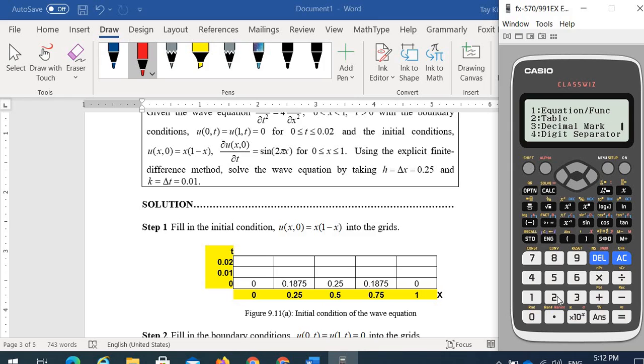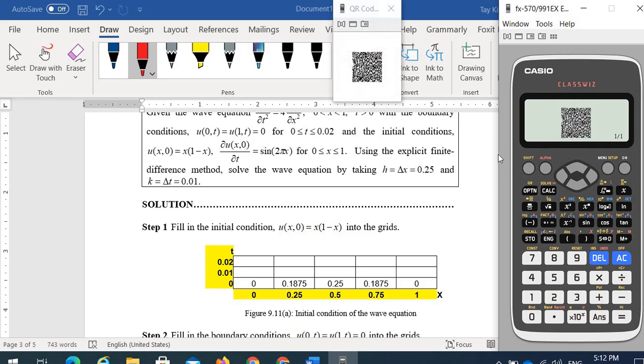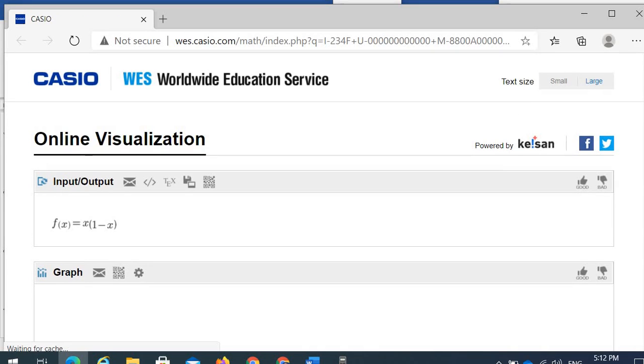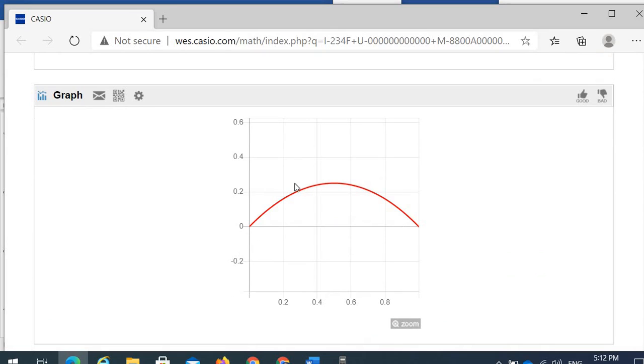Equal. You choose you want f(x) only. So now it's only f(x). Okay, if you want to plot the graph, press shift, options. You use a handphone to scan the QR code, and the graph will be shown in your handphone. So this is the initial condition, the initial displacement.